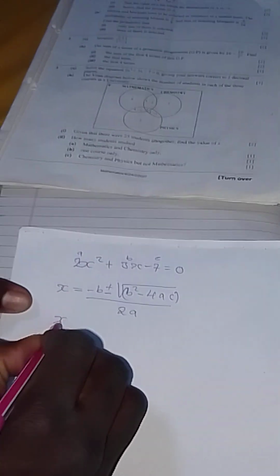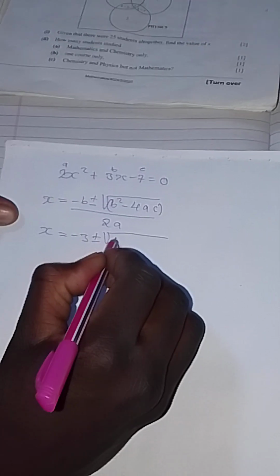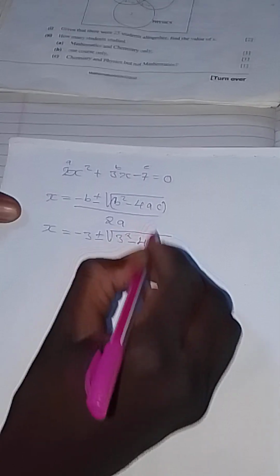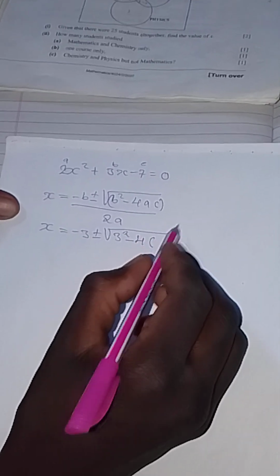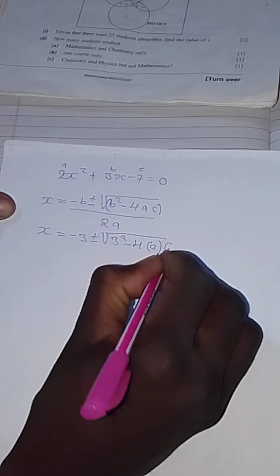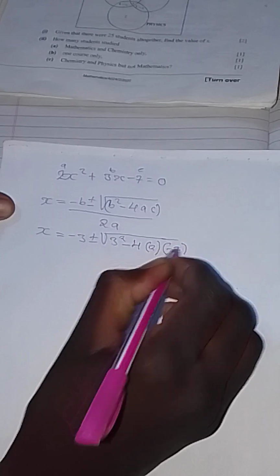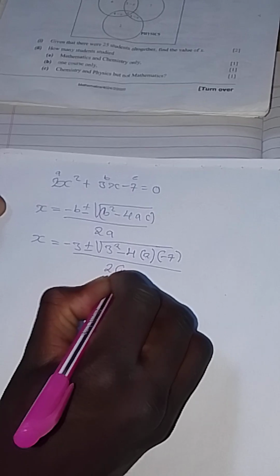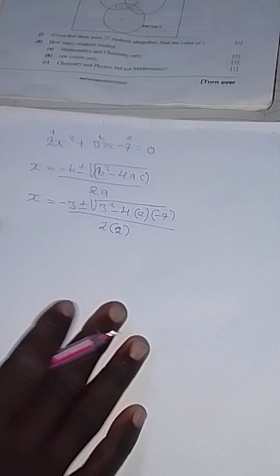So which means we end up having x = negative, from the formula, then our b is what? 3. Then plus or minus the root of b, it's 3, so we are going to have 3 squared minus 4. Since we are multiplying, we open, then our a is 2, you close again, you open, our c is -7, like this when you close. Then everything you divide by 2, you open, our a is 2. So we are going to have something like this.